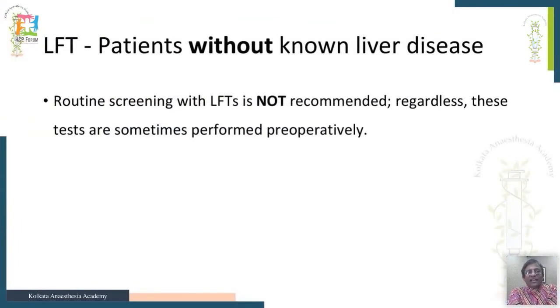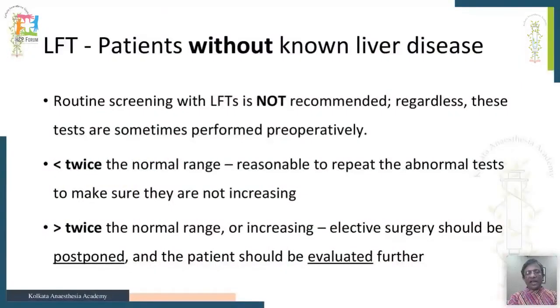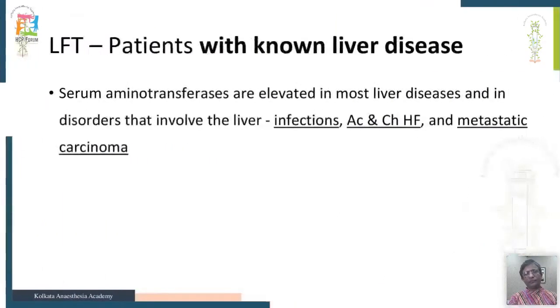This, I think, is a controversial area. Should we do liver function tests in every patient without known liver disease? The answer to that is no, but you might find that it is quite often done. When it is done, look at what the values are. If it is less than twice the normal range, then it's possibly reasonable to repeat the abnormal test to make sure that they are not increasing. If the results are greater than twice the normal range, then elective surgery should at least be withheld, and you possibly think of evaluating the scenario, and if possible, is there a role for optimization?